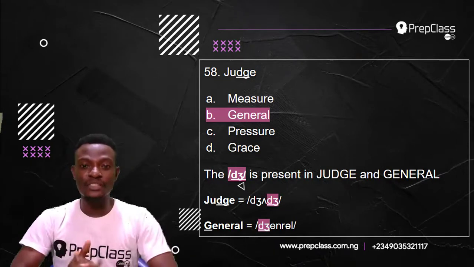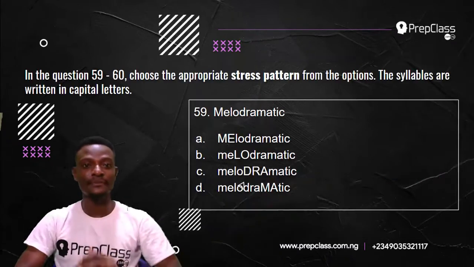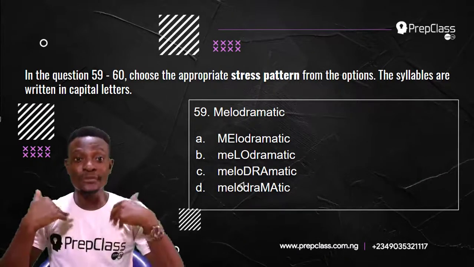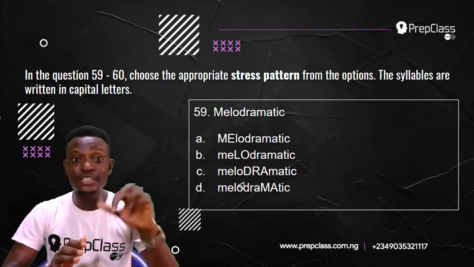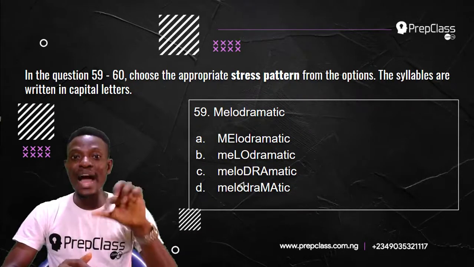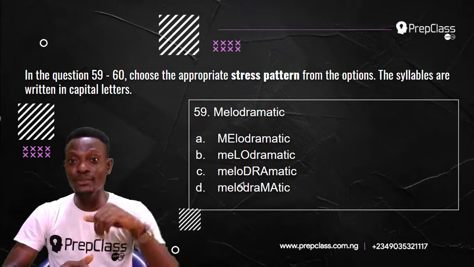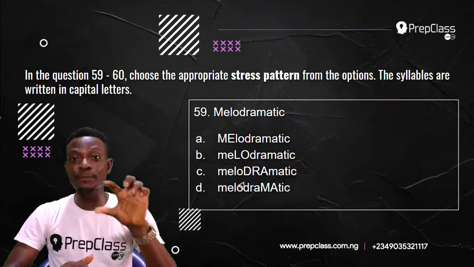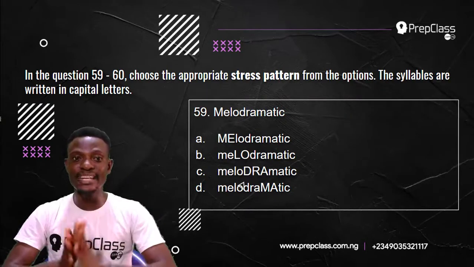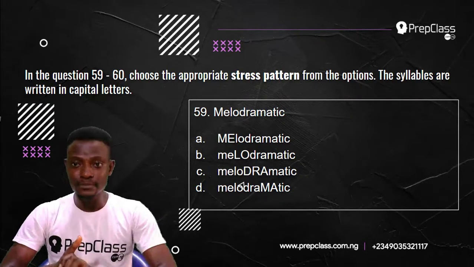Okay, moving on to the next question, question 59. For question 59 and question 60, we have another instruction. In questions 59 and 60, choose the appropriate stress pattern from the options. The syllables are written in capital letters.